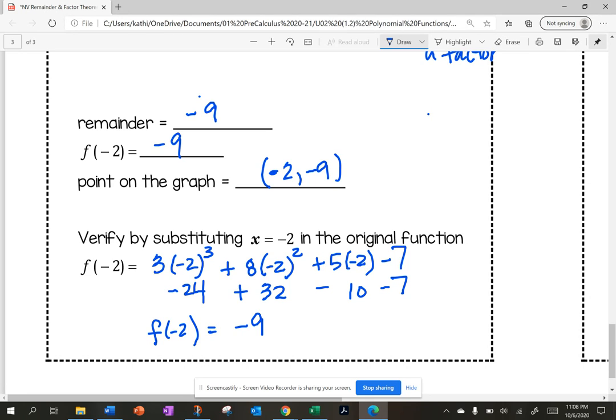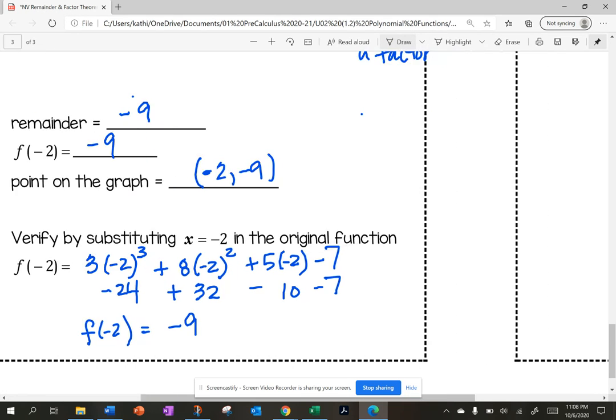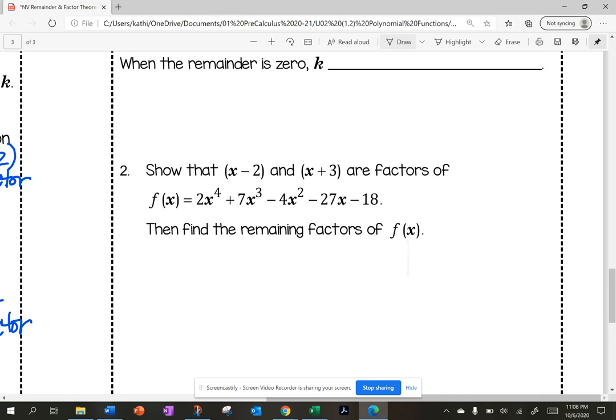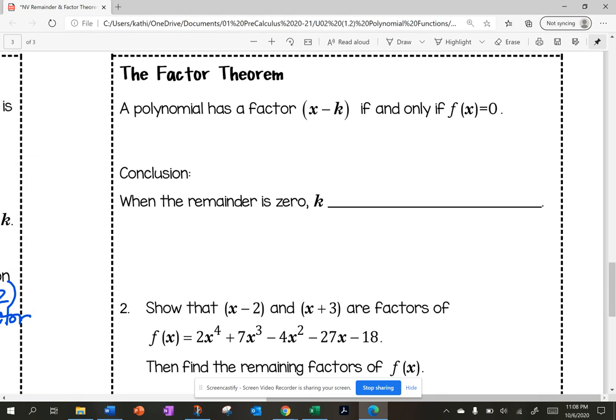All right, one more example. For the factor theorem, this was the remainder theorem. So the factor theorem states a polynomial has a factor x minus k if and only if f at k equals 0. So this is from geometry, so this is implying I have a definition. So it's true either way. And f of k, so this is saying that my remainder equals 0.